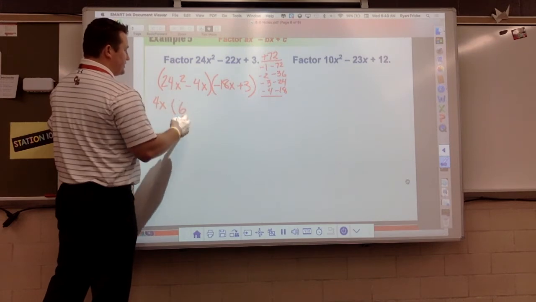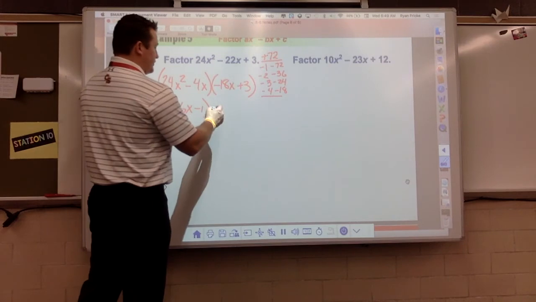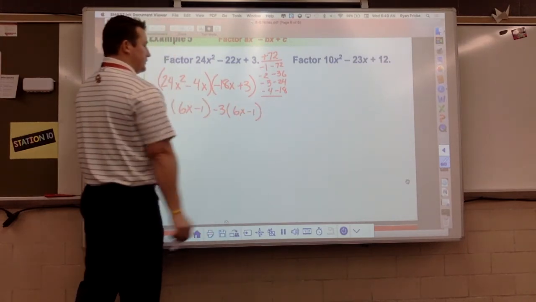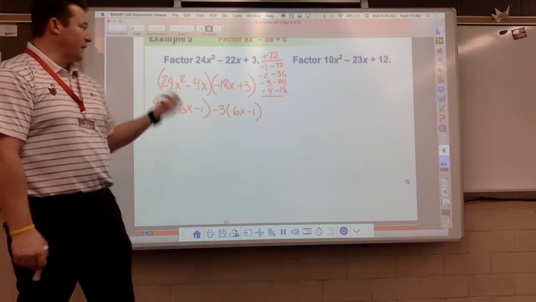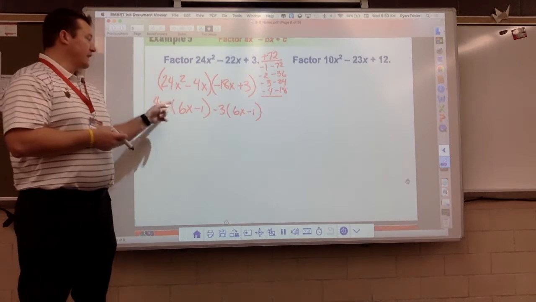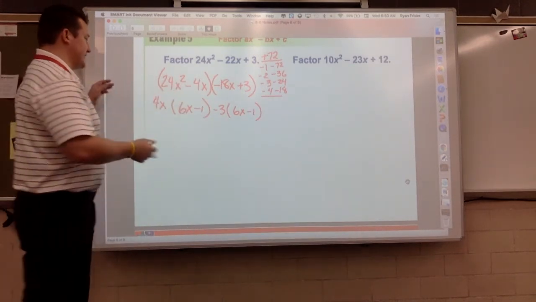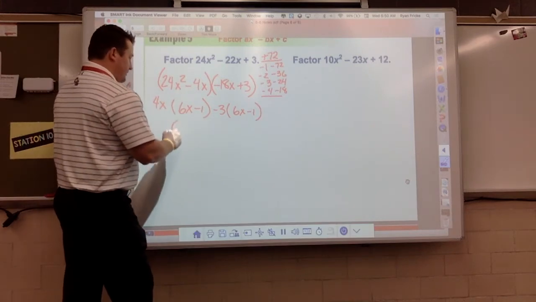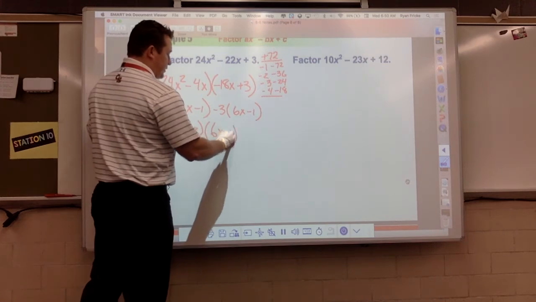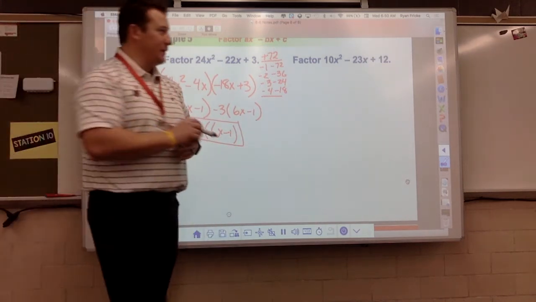This will turn into 6x minus 1. We are going to factor out a negative 3 here to get this to turn into 6x minus 1. Okay, is it wrong if you factored out a negative 4x? No. Okay, it's going to change the way everything looks, but at the end you're still going to get the same thing, okay? All right, so 4x minus 3 and 6x minus 1. After a rough start on that one, whew, we finally made it.